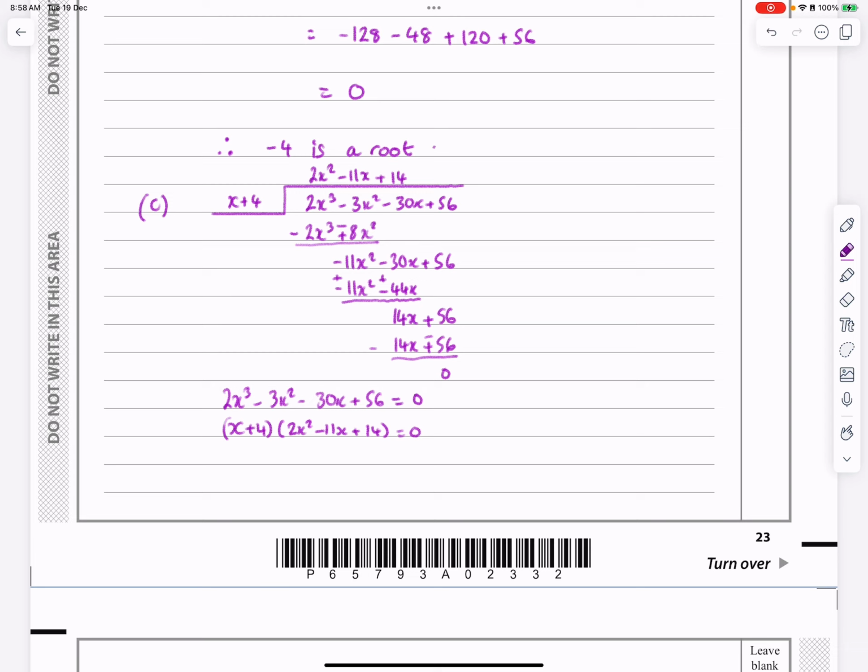I'd be amazed if that didn't factorize at this stage, and that one is using the quadratic formula here. So we're going to get x plus 4. This factorizes out to 2x minus 7, x minus 2 equals 0, which gives me the solutions x equals minus 4, x equals 7 over 2, and x equals 2. So they are all the solutions of that quadratic.